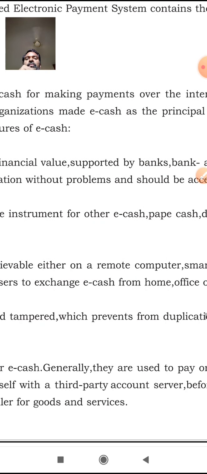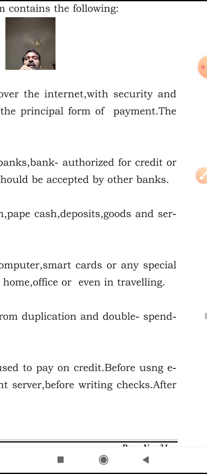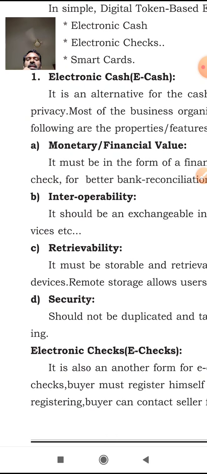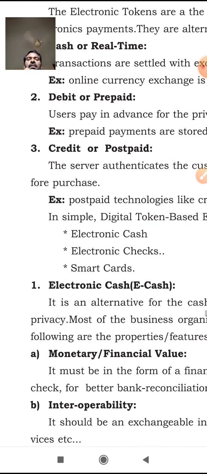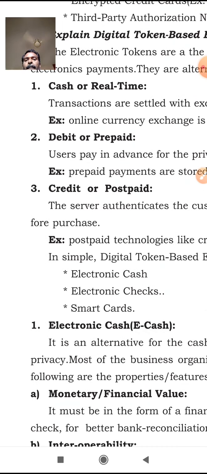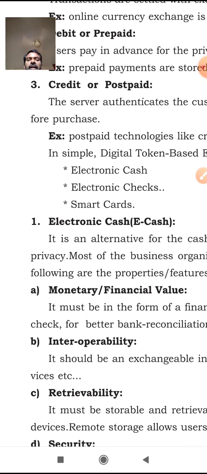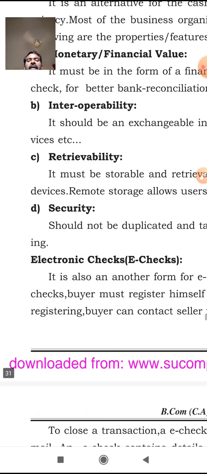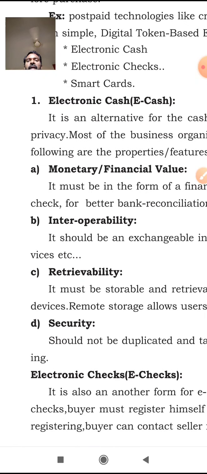Most of the business organizations made e-cash a principal form of payment. The following are the properties, features of e-cash. These are the properties or features used by the particular credit or debit card or electronic cash payment systems. Financial value must be there for the e-cash, and interoperability option must be there. Retrievability must be there, and security must be there for the particular e-cash.